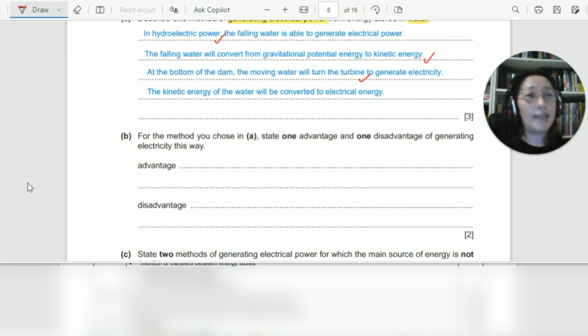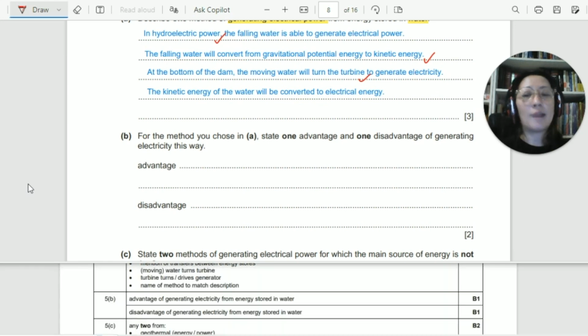For the method you chose in A, state 1 advantage and 1 disadvantage of generating electricity this way. So if you look at the mark scheme, it actually doesn't tell us any advantage or disadvantage because this is a question that depends on what you have written in A. So this is a rather open-ended question. Again, I would say that this is a rather lenient question because there is no fixed answer for this. The answer depends on what you have written in A. So as long as you have written the correct advantage and disadvantage that matches the method you selected in A, you will get your full 2 marks.